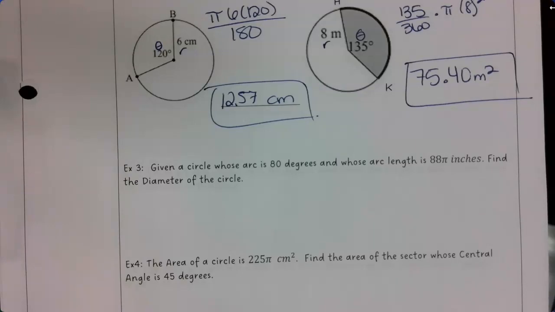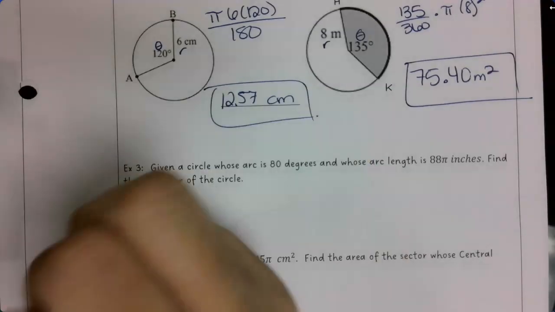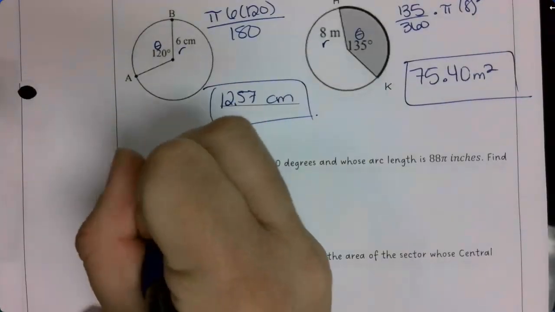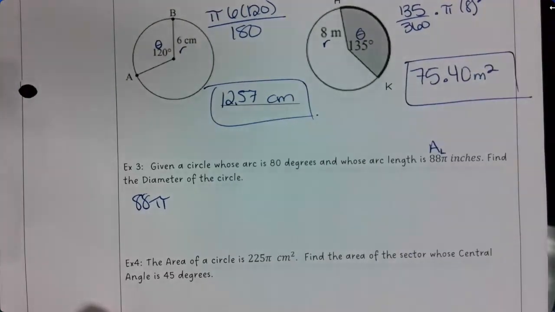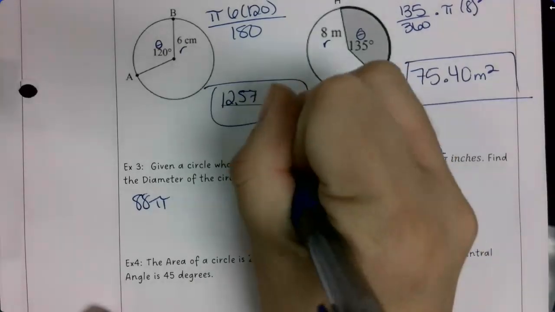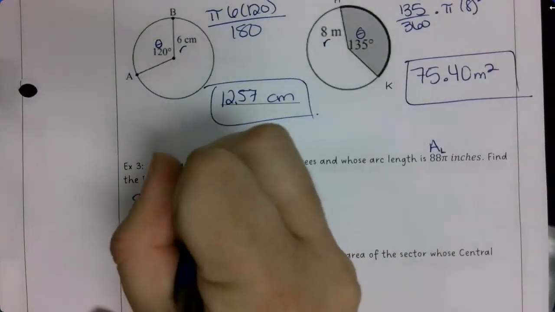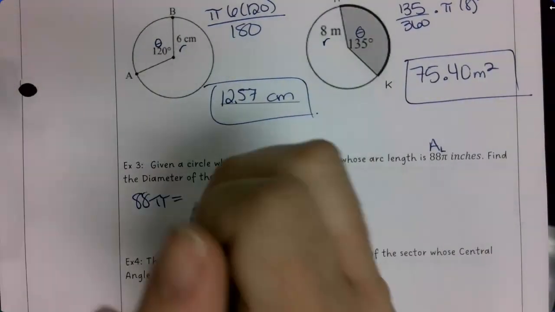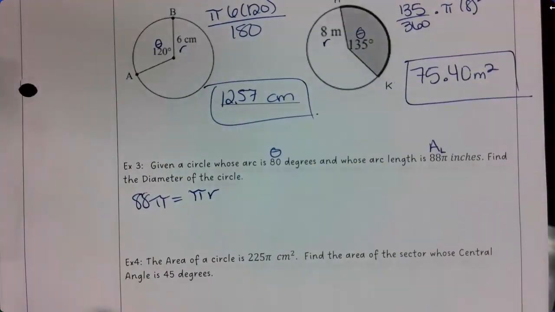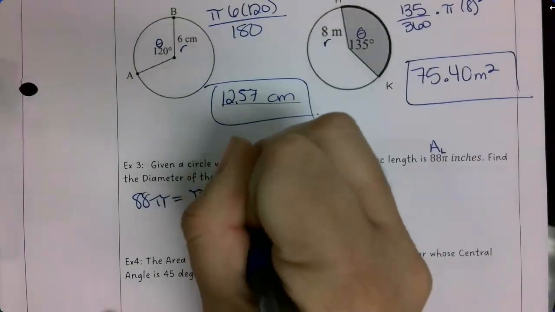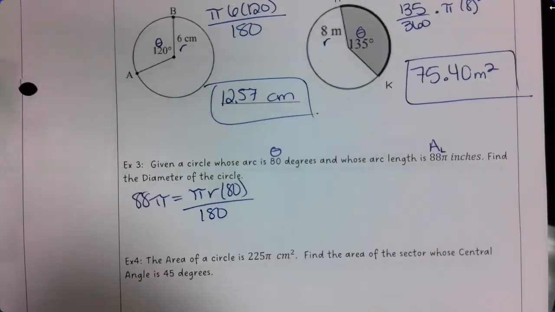The next one says, given a circle whose arc is 80 degrees and whose arc length is 88 pi inches, find the diameter of the circle. So this one is going to use that formula on the top right. I know that my arc length is 88 pi, and I know my angle measure is 80. So then I plug in, I have 88 pi equals pi. I'm searching for r for now, and then I have 80 over 180.